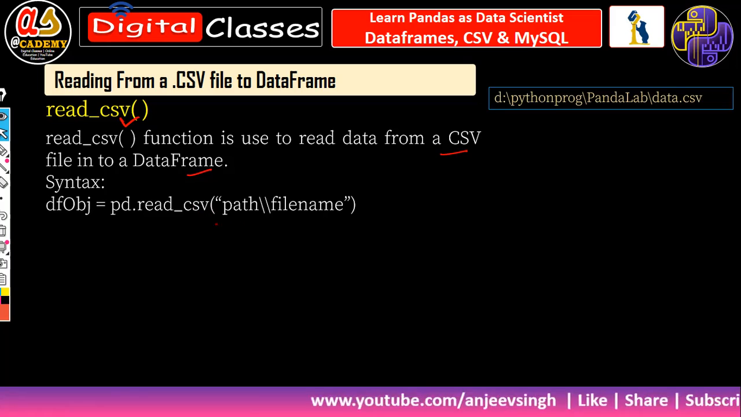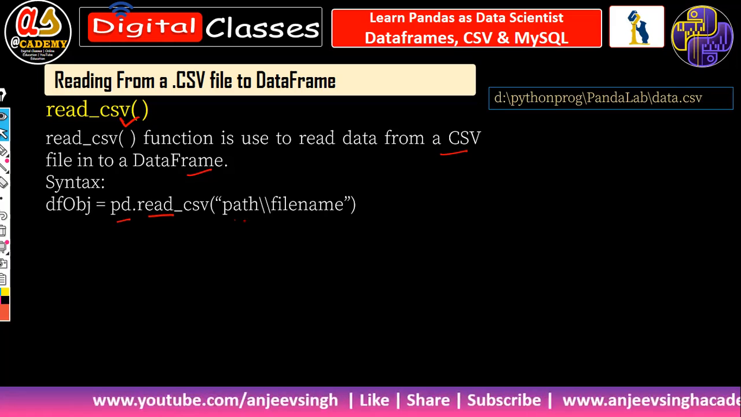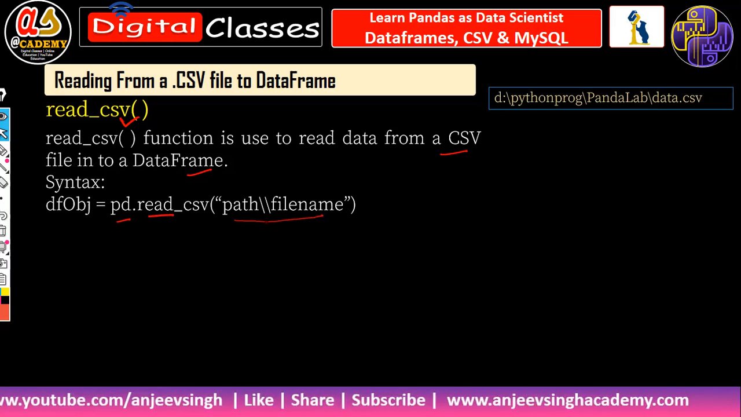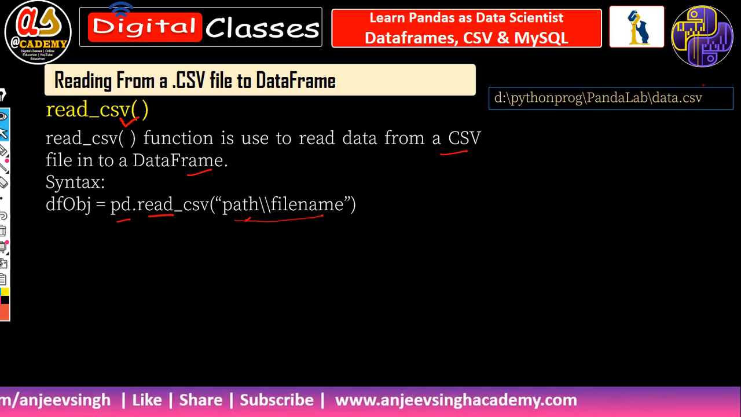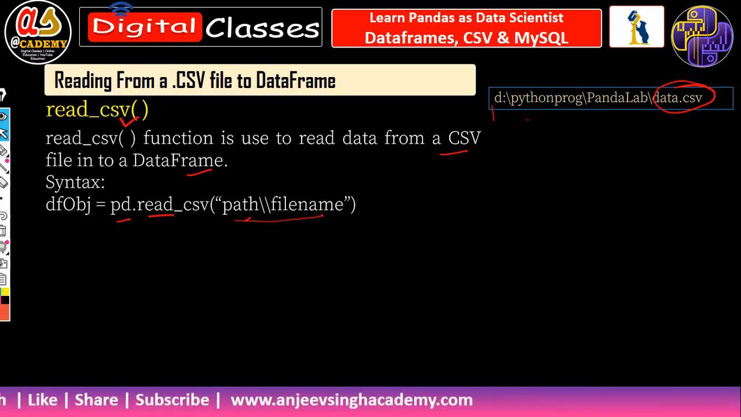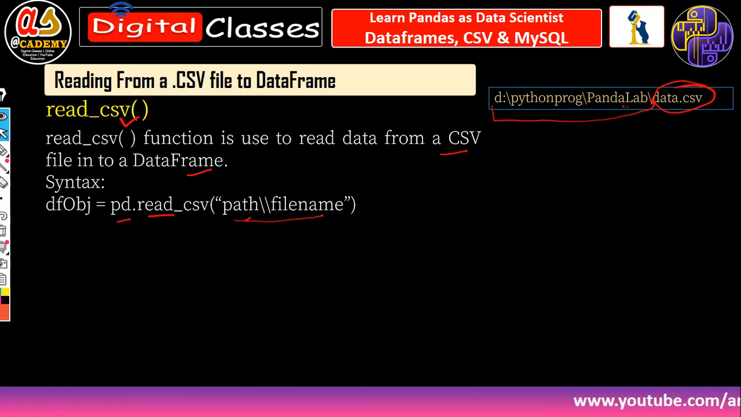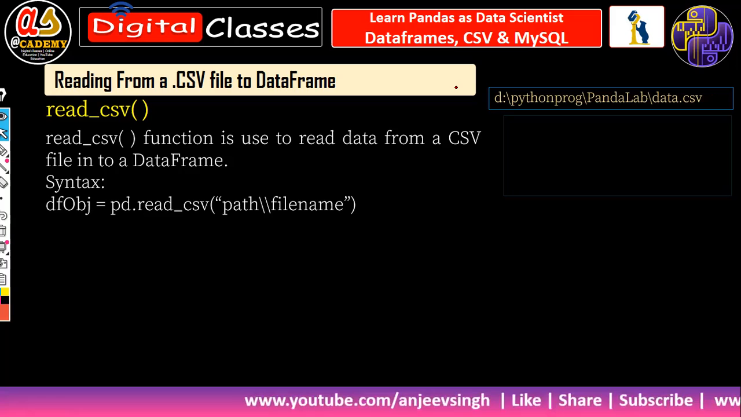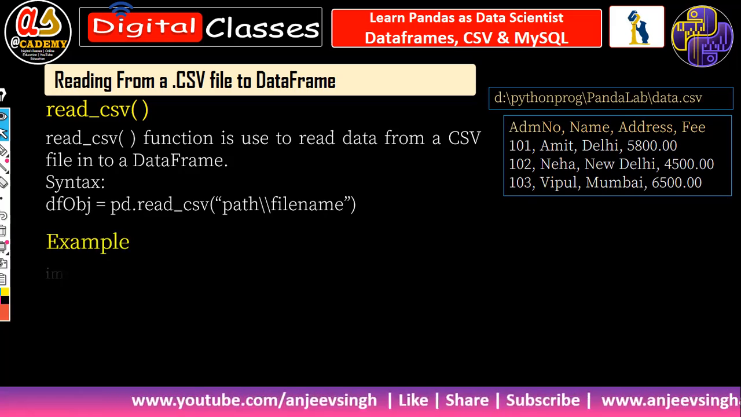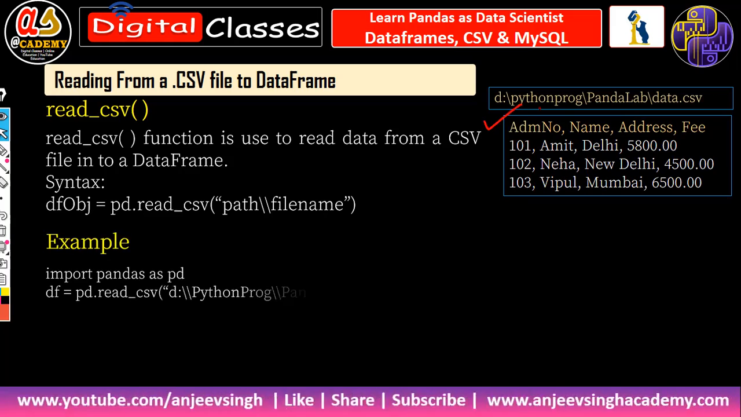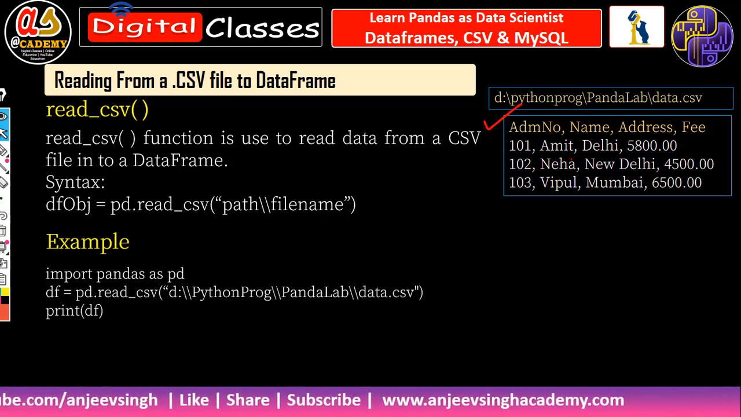What is the syntax of this? You have to call read_csv through pandas, and then you have to provide the name of the file with its path. This is the name of the file, and all of these are the path of the file. This is called the path, meaning this subfolder is in this folder, and this folder is in this drive. So you have to provide the path here. Now look at this, there is one example. This is my CSV file, and I'm going to read it and store it in a data frame.